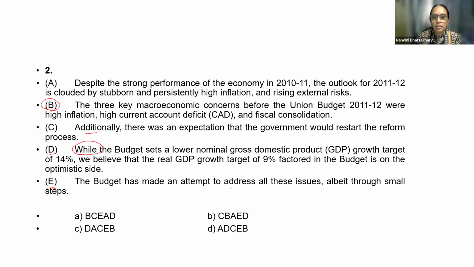Budget has made an attempt to address all these issues. So this will come after all the issues are discussed. So the issues need to come before this. So this cannot be an introductory sentence. So we can go with D as an introductory sentence.